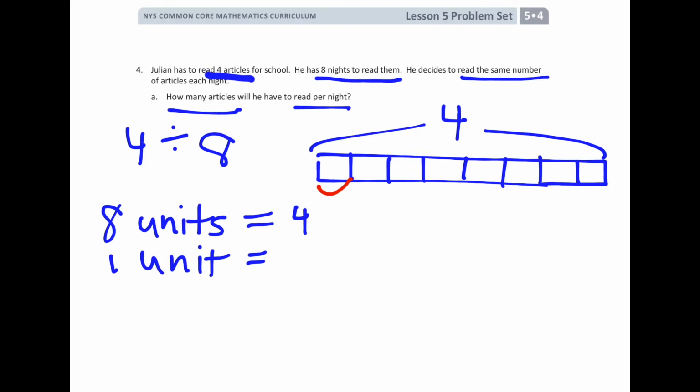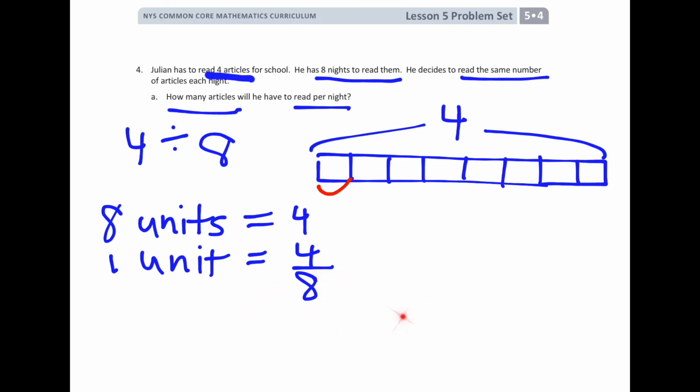Remember, the number that's first is the numerator, the number that goes on top. And the second number is the denominator, the number that goes on the bottom. So 1 unit is equal to what? 4/8.